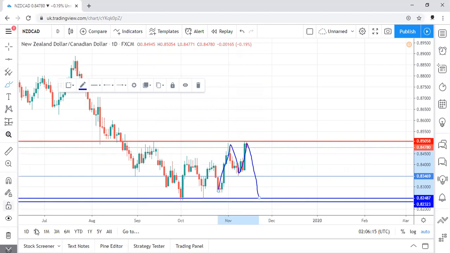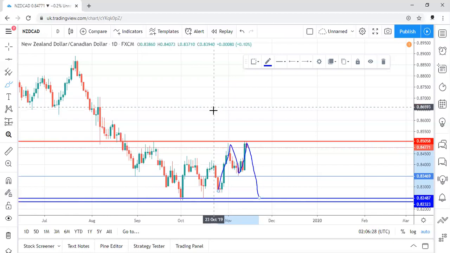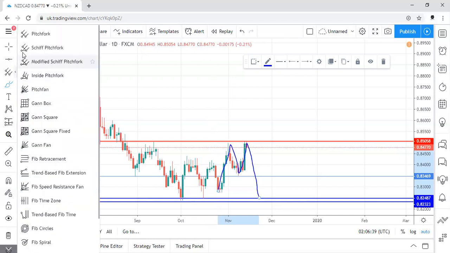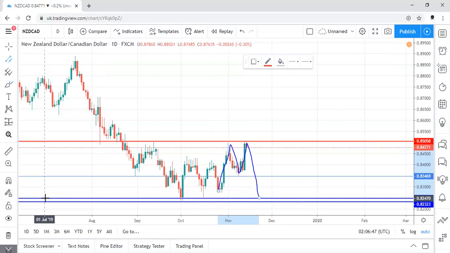I still want to find a channel and see how I can use a parallel channel on this one to get an idea. Okay, where is my parallel channel? Where do I find them? There we go, parallel channel. Now I want to see where I can place this.